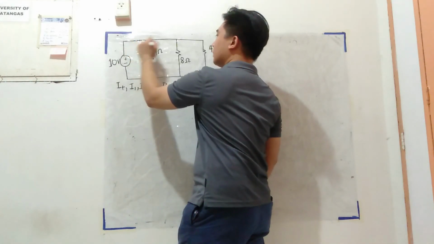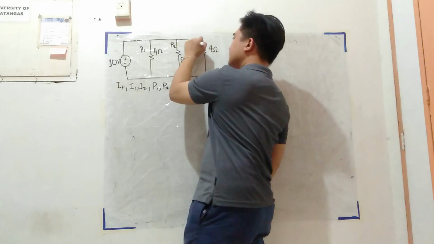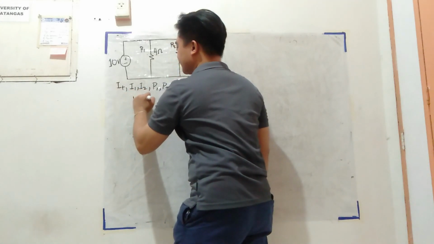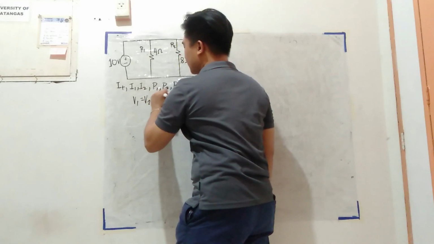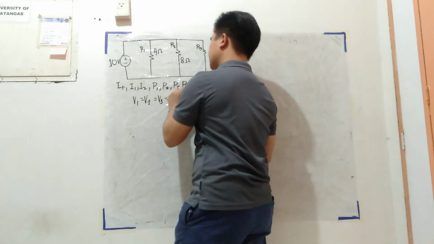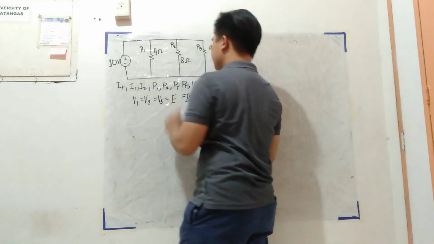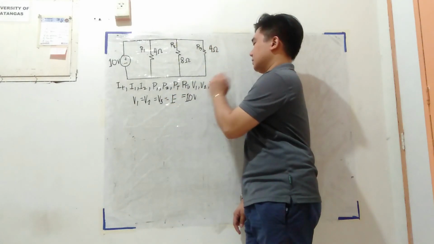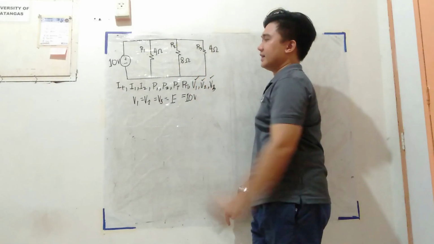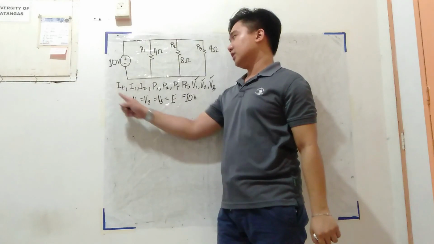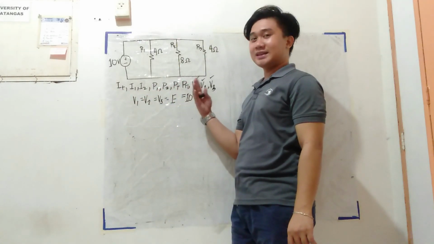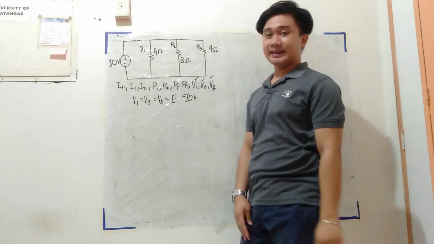By the way, this is R1, this is R2, and this is R3. So, V1 is equal to V2 is equal to V3. Equal lang po yan sa supply voltage mo, which is 10 volts. Okay? So, meron na tayong V1, V2, and V3. Ang kulang na lang natin ay I total, I1, I2, I3, P1, P2, P3, Pt, and RT.